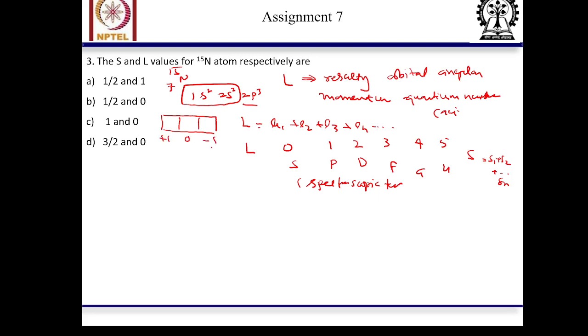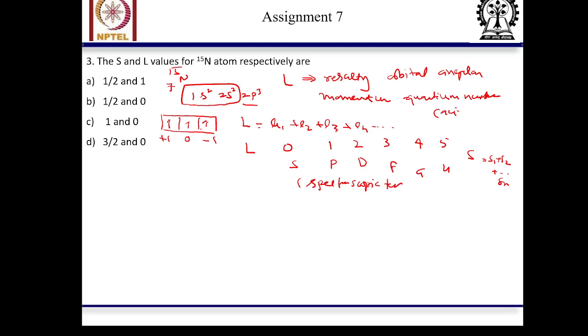So what does the rule say about how we will assign the electronic state? The rule says maximize the orbital quantum number, meaning electron filling starts from the higher quantum number. So it has 3 electrons. Higher means first one it will go to plus 1, second it will go to 0, and third one it will go to this one.